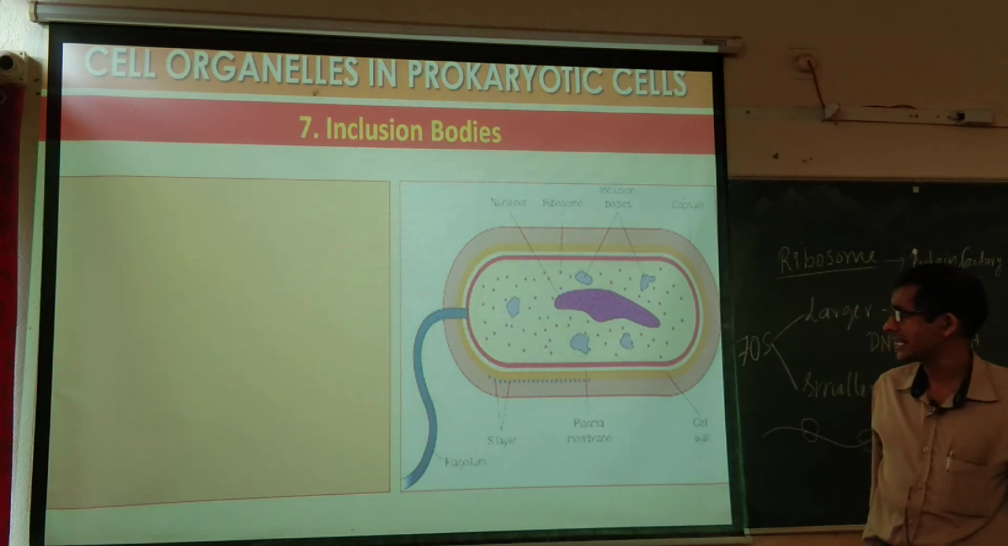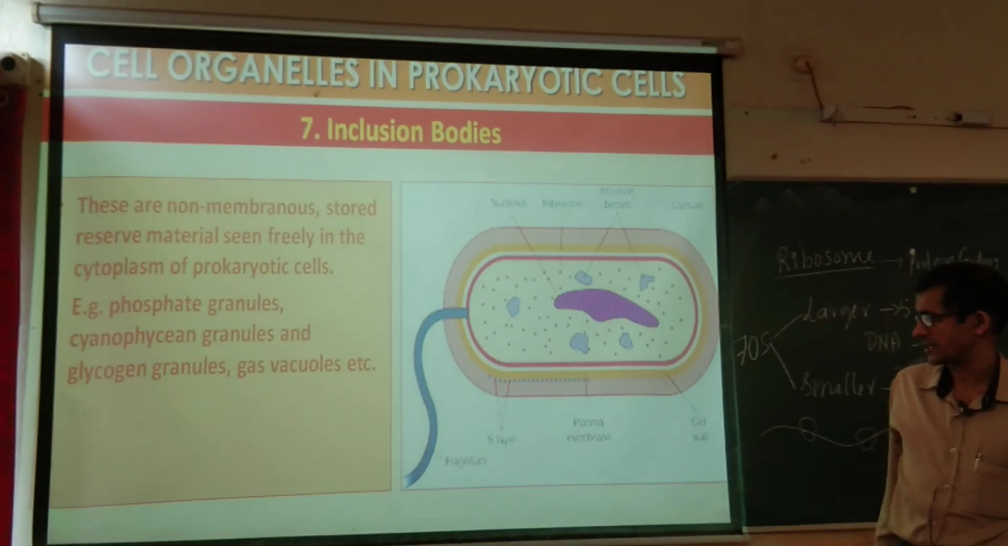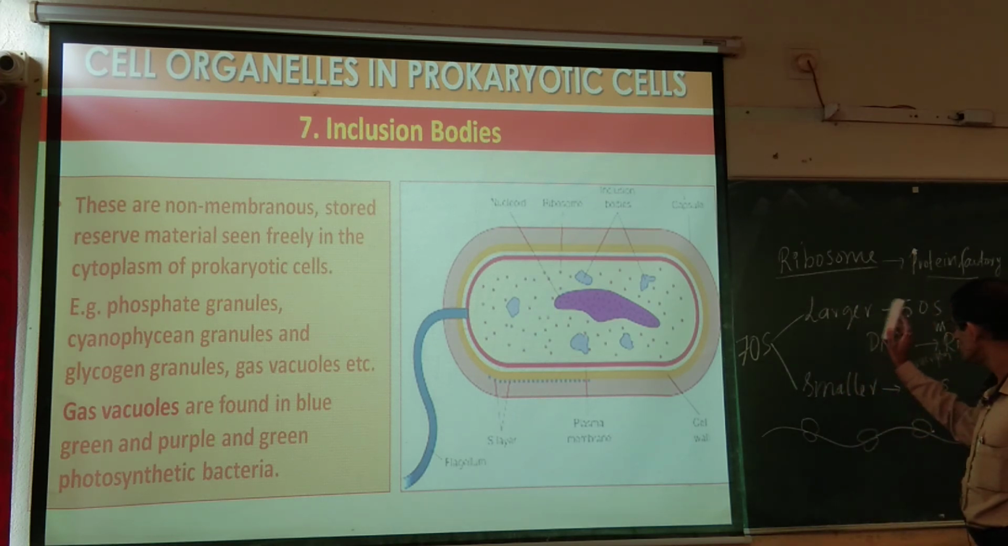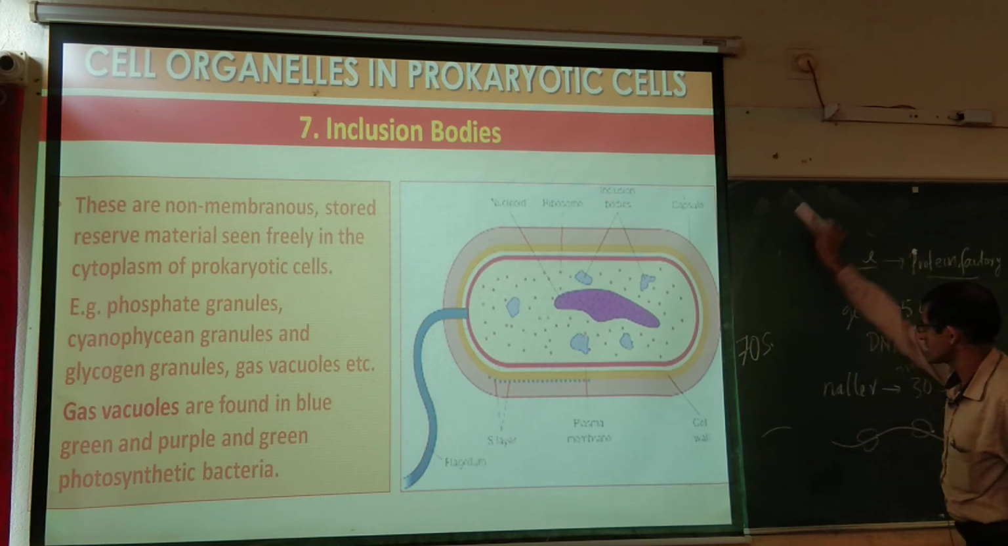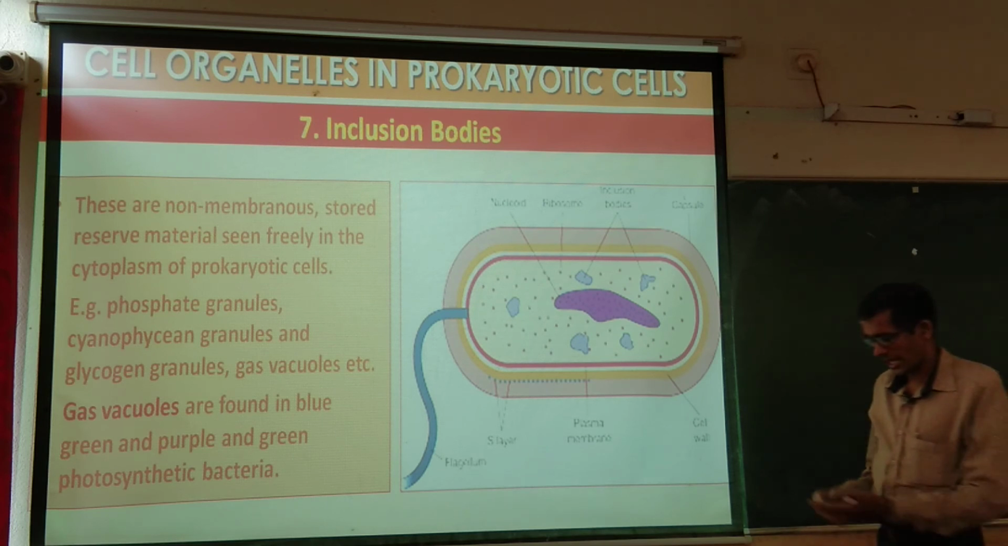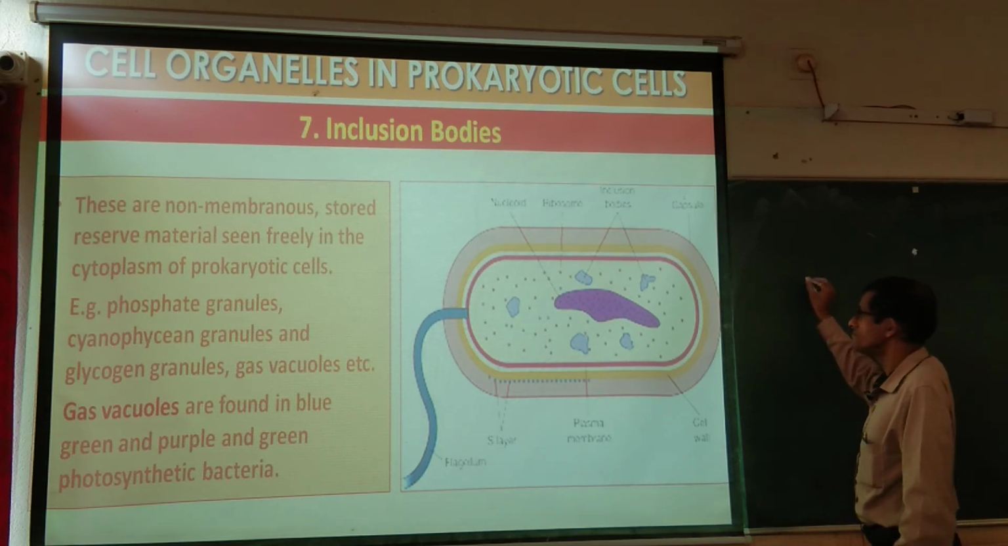And next one is the inclusion bodies. The next concept. Remember, children: 70S, 50S, 30S, translation phenomena, etc. Okay. Then polyribosomes or polysome, protein factories, that is the ribosome. Next concept is the inclusion body.